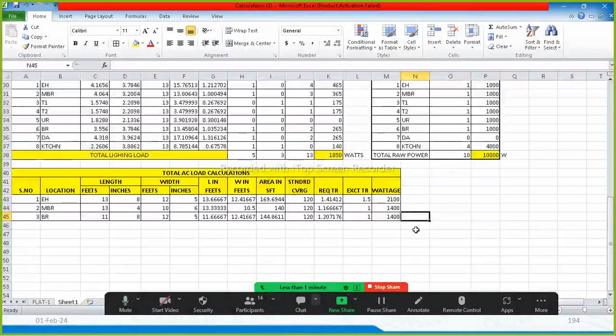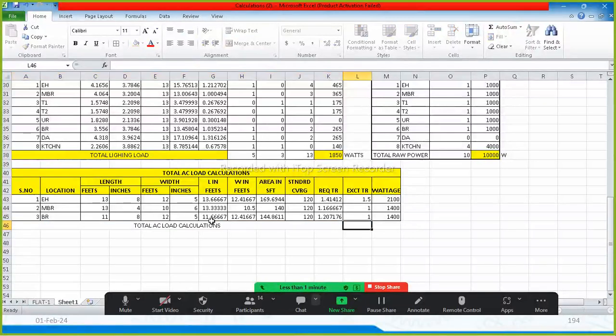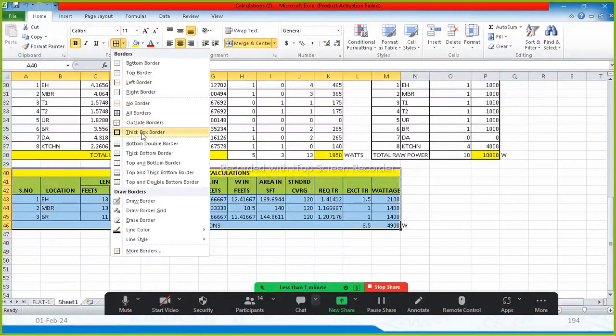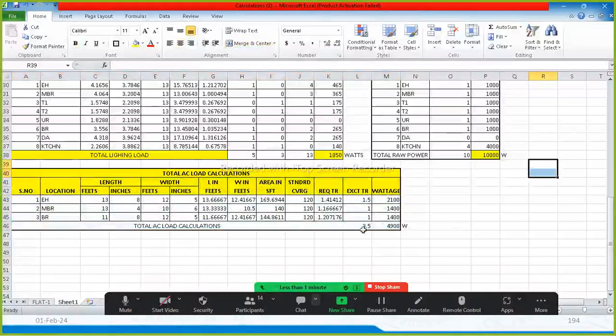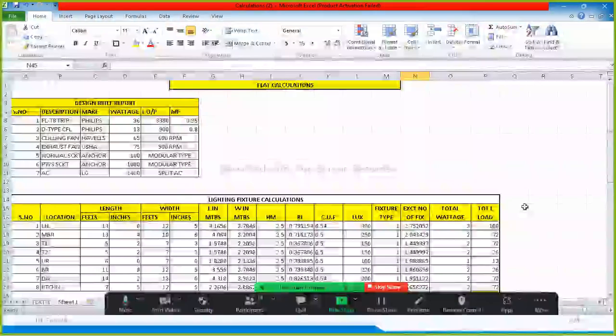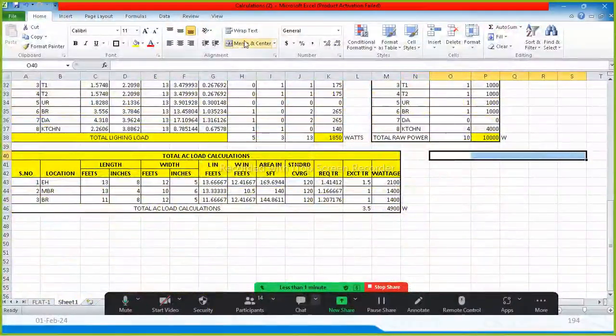Now what's the total load? I'll write here total load. So total AC load is equal to sum of these total values, bracket close, enter: 3.5, 4900 watts. Now I've got all the loads. Now I need to prepare the final load estimation table. So I'll be preparing the total load estimation table.